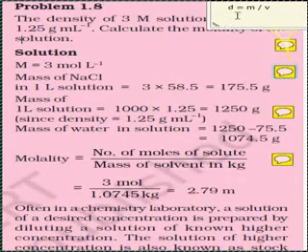Now we know density is equal to mass upon volume. So here volume is 1 liter, density is given as 1.25 in the question, and we have to find the mass in gram. So here 1 liter is equal to 1000 ml. So when we take this 1 liter to left hand side, we will get 1000 ml into 1.25. So here we get mass is equal to 1000 into 1.25 is equal to 1250 gram.